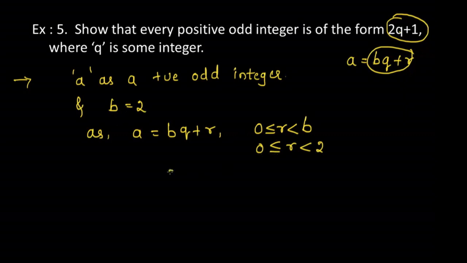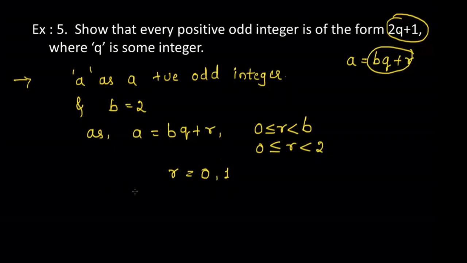So how can you write the value of r here? First, r may be equal to 0, because 0 is less than or equal to r. Next, in between 0 and 2, what is the value? 1. After 0 and 1, you cannot take 2 because they told us r is less than 2. If it were less than or equal to 2, you could take r as 2 also. So we can take the values of r as 0 and 1 here.